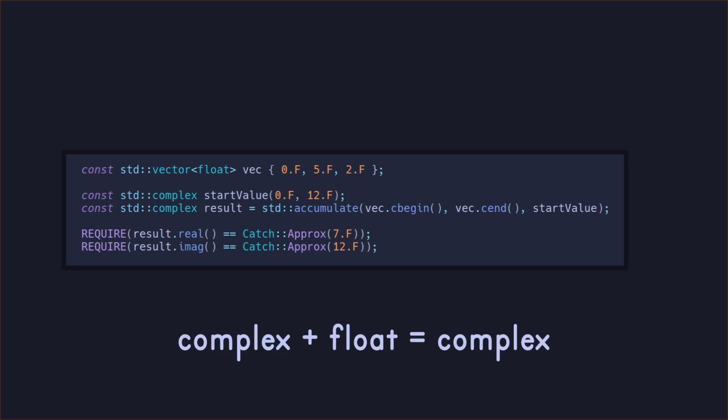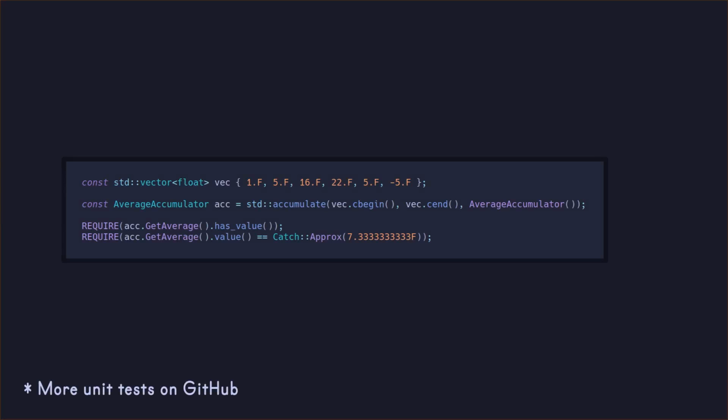This concept is what makes the accumulate algorithm so powerful. Writing our own structs or classes in combination with this algorithm can do a whole lot more than you think. Let's start with a very simple example, calculating the average of a given range of float values.